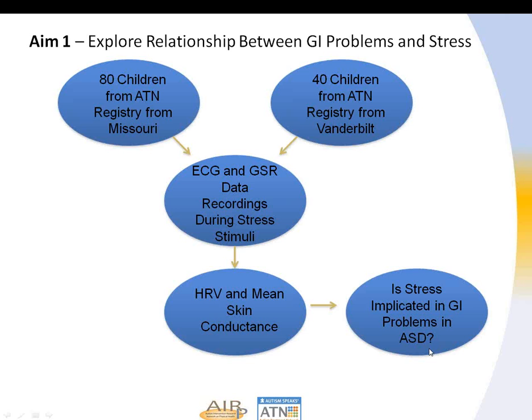At rest and during stressful stimuli, we did their surveys regarding gastrointestinal symptomatology, and we looked at the heart rate variability from the EKG and the mean skin conductance from the GSR, and we asked the question how stress reactivity might relate to gastrointestinal problems and autism spectrum disorder.